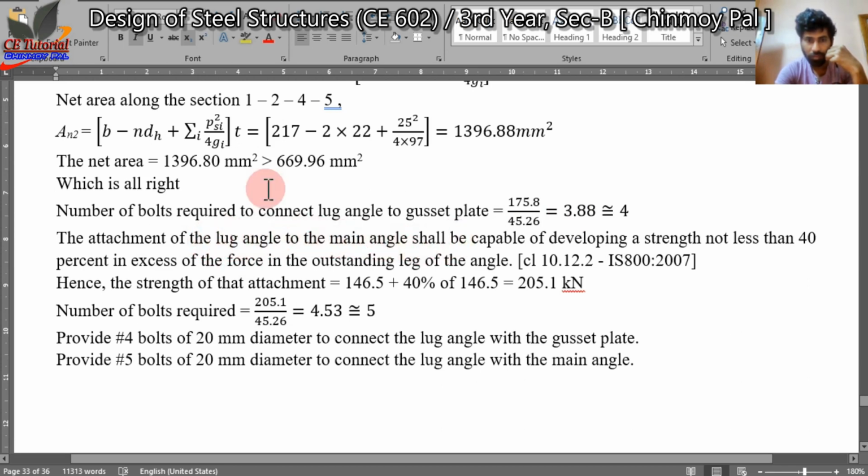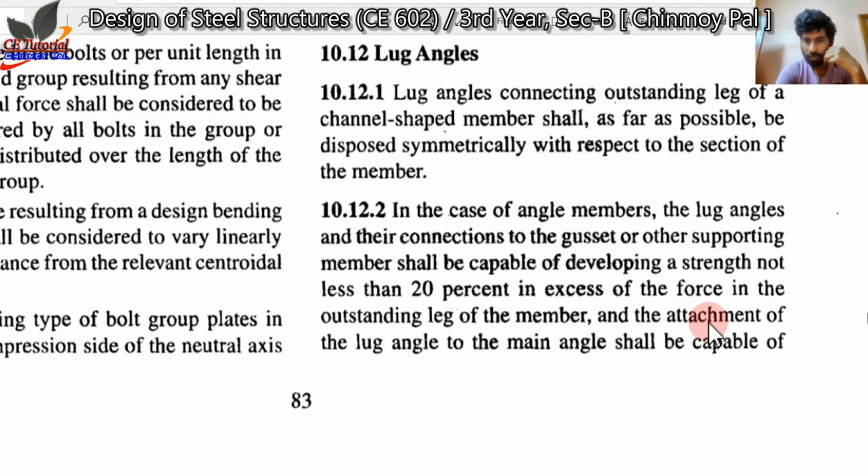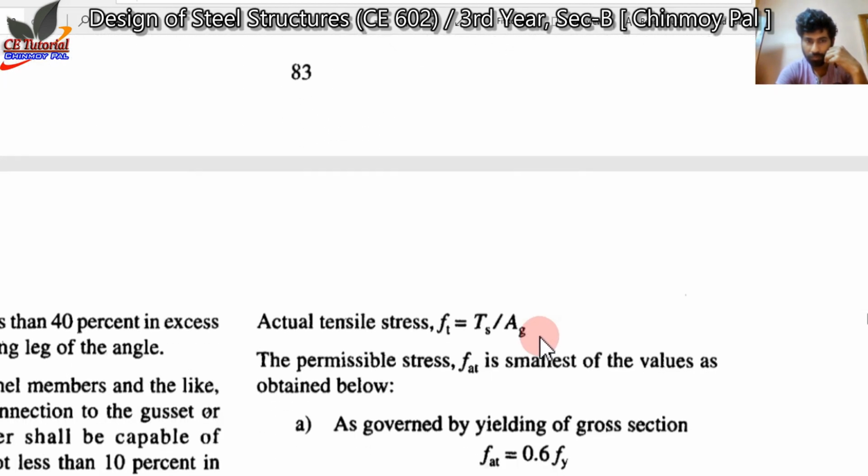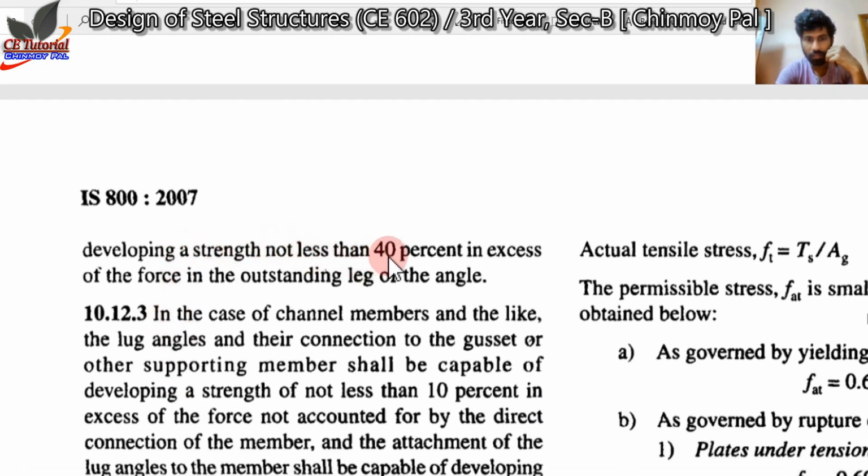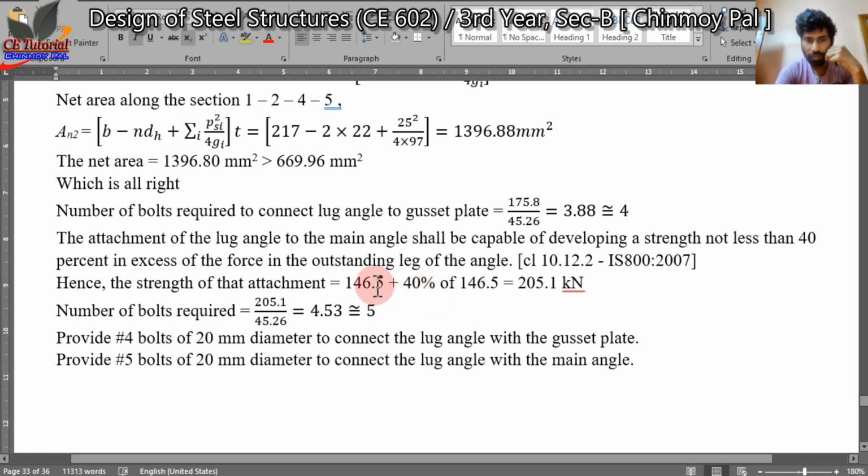In clause 10.12.2 of IS 800, you can see the attachment of the lug angle to the main angle shall be capable of developing a strength not less than 40% in excess of the force in the outstanding leg of the angle. That means the applied force on the outstanding leg of the main angle is 146.5 kilonewton, and we are adding 40% extra with this, that is 205.1 kilonewton. The lug angle should carry this force when we attach the lug angle with the main angle.